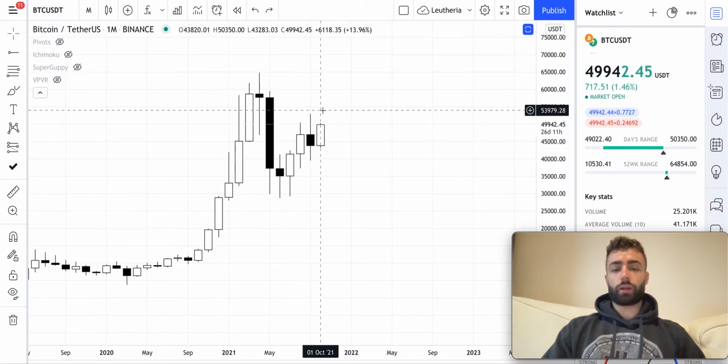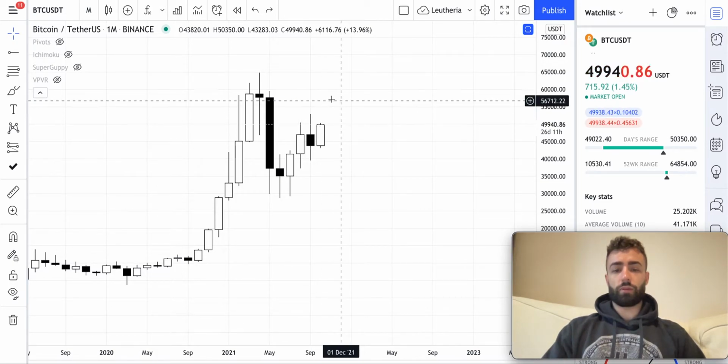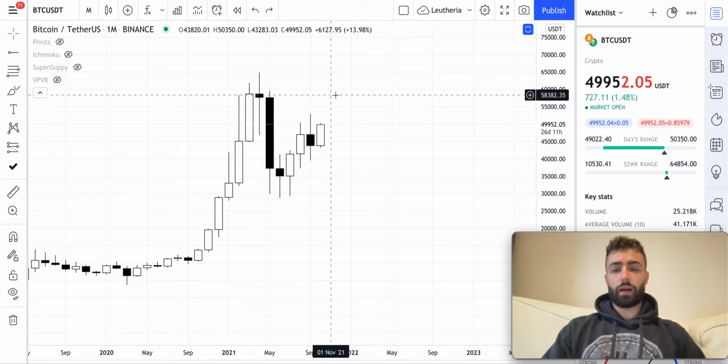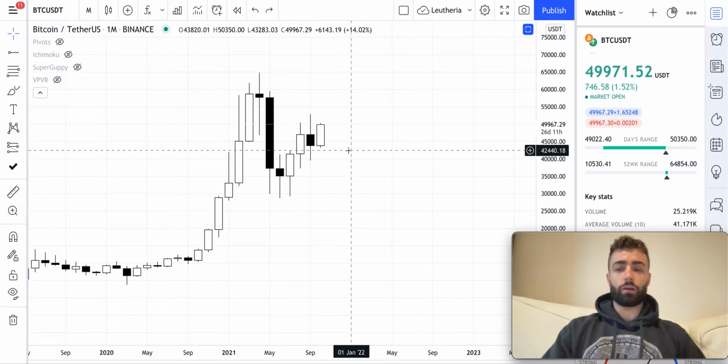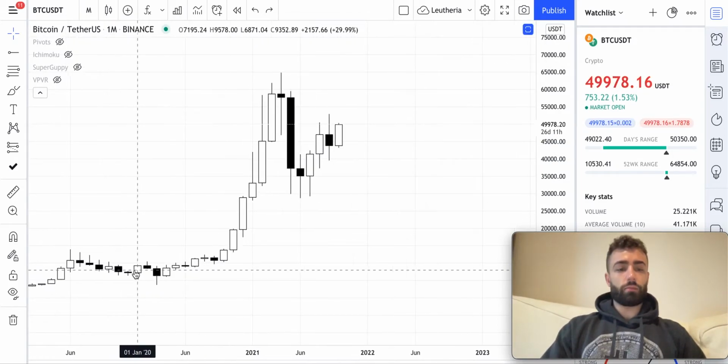It's just a matter of where that's going to be, if it was the high here in September, or if we're going to go up here in October and November and see a high maybe closer to 58K before coming down to form our higher low, which eventually is inevitable. We will have to come down and form a higher low at some point. So that's what I'm looking at on the monthly time frame.